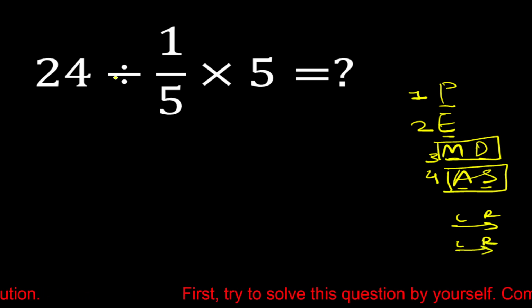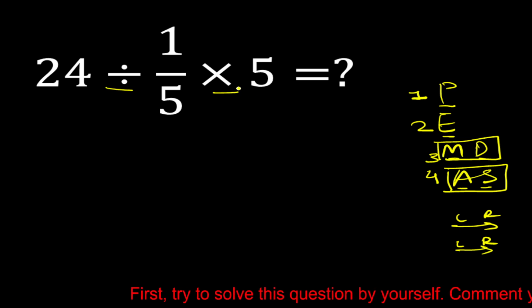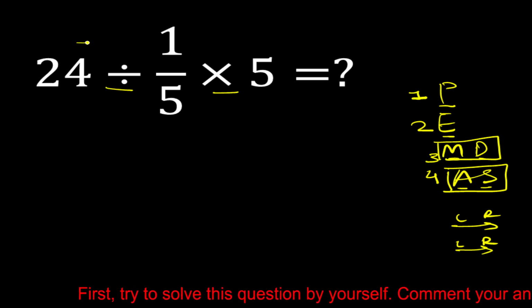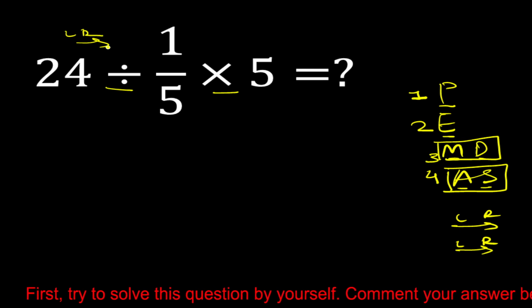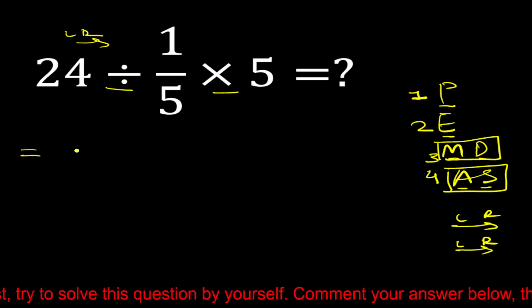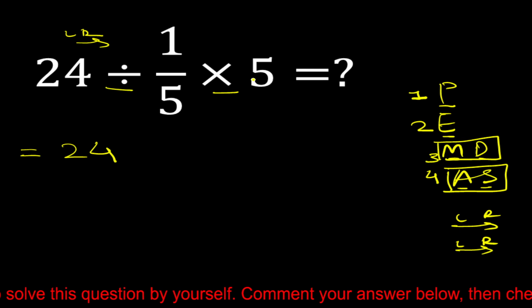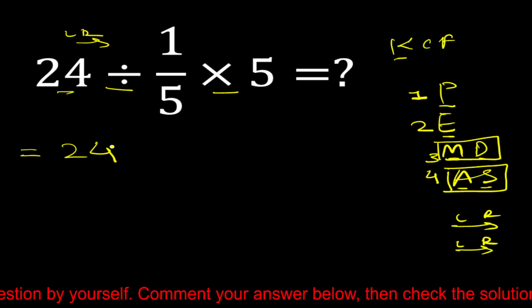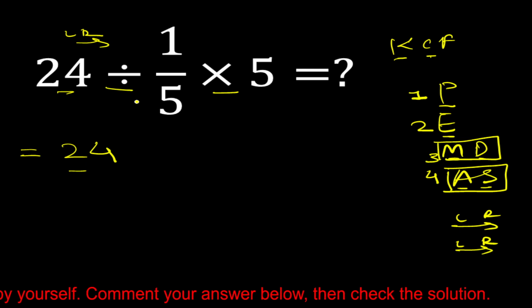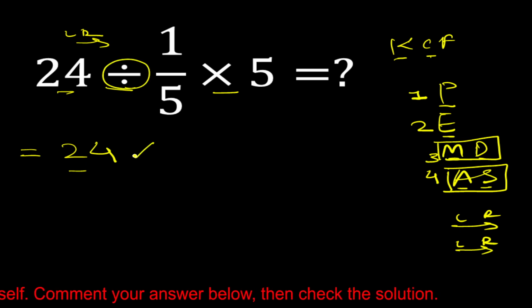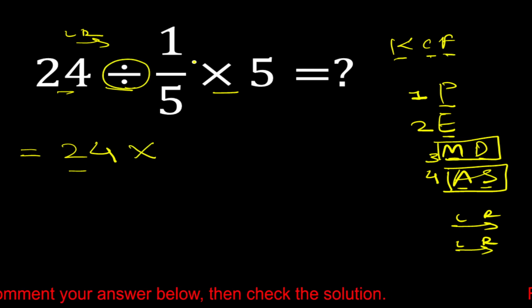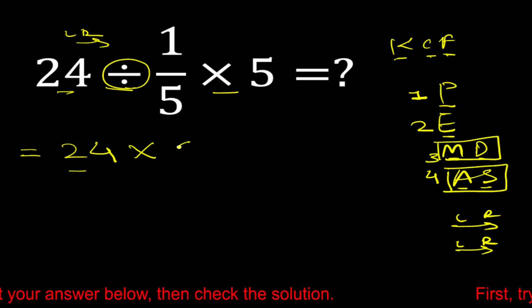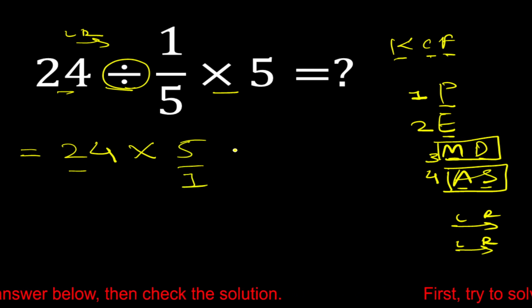Okay. Here is division and here is multiplication. Both have equal priority, so we have to solve it from left to right. Okay. Is equal to 24. Now, according to KCF rule, K means keep this 24 as it is same. C means change this sign from division to multiplication. And F means flip this fraction. 1 by 5 is equal to 5 by 1.